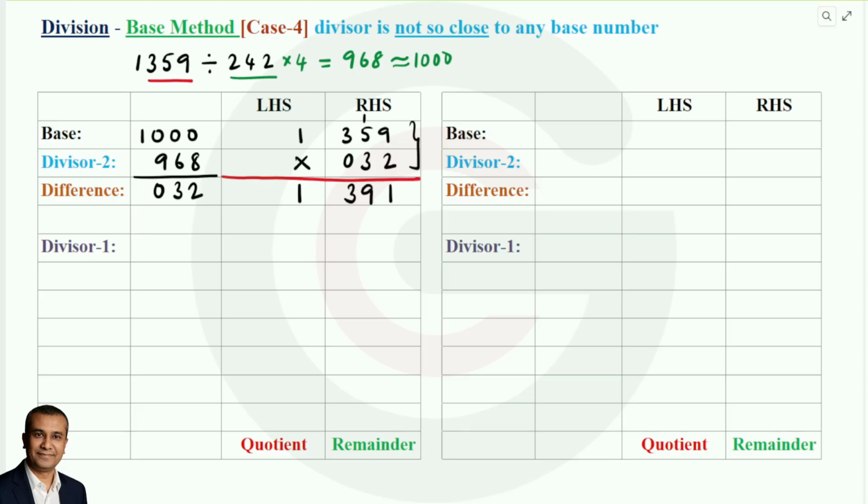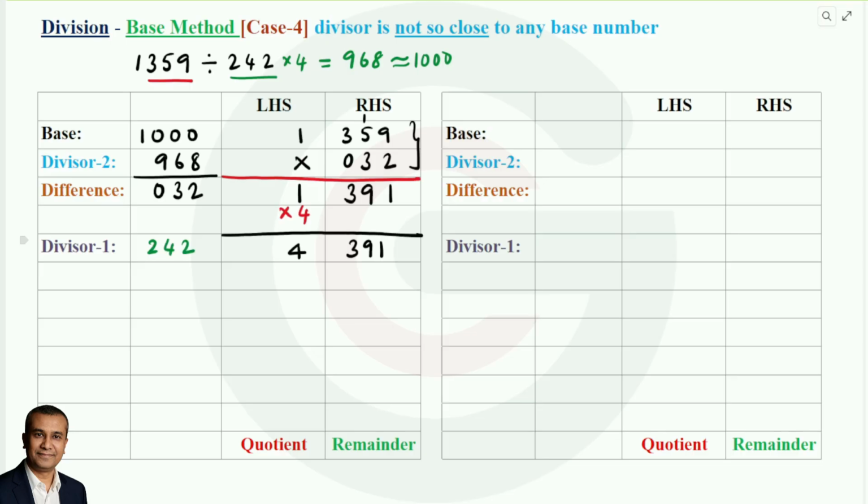Now what we should do is, in the quotient we got 1, but initially we have multiplied 242 by 4. So therefore here we have to multiply this one with 4. So 1 into 4, we get here 4 and the remainder we get it as 391. Here we should understand that when we divide with the divisor 2, we get the quotient as 1 and when we divide with 242, we get the quotient as 4. That's the meaning. Now our original divisor is 242.